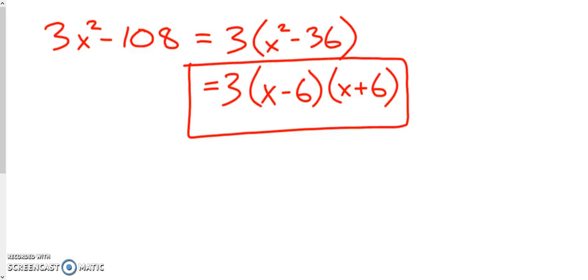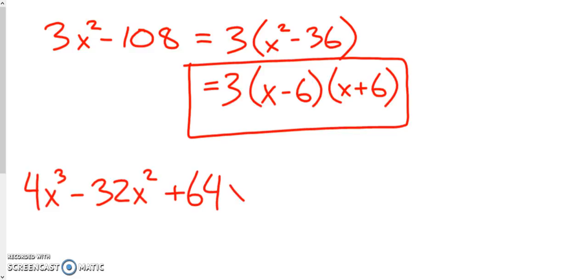All right. What if I had, let's say, 4x cubed minus 32x squared plus 64x. Once again, you need to find the greatest common factor. Notice that 4 goes into all of the coefficients, plus there's at least one x in everything, so I can take out a 4x.